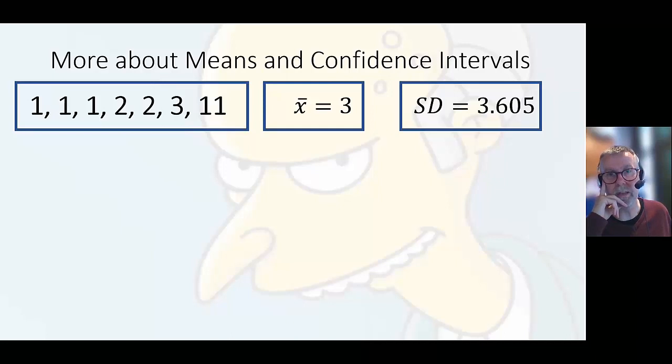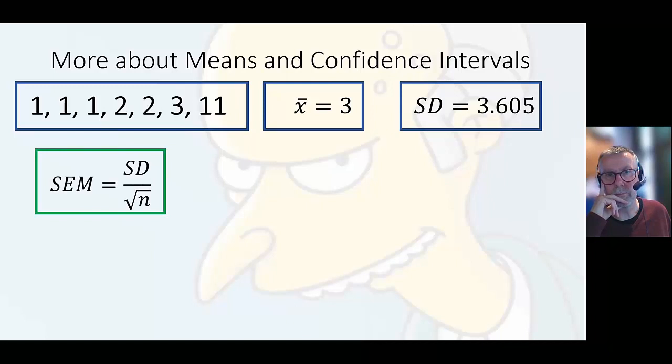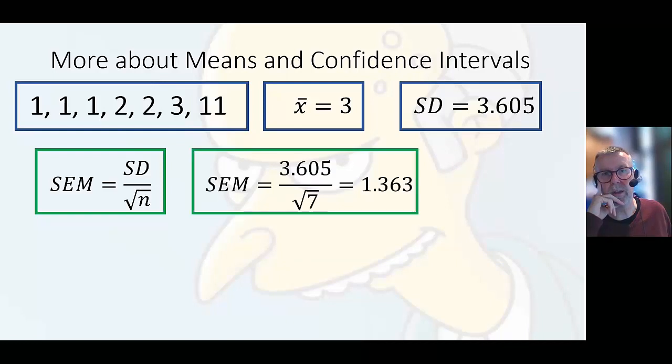Okay, next thing to mention is the 95% confidence interval. It is not the same thing as a standard deviation, but, at least for the case of the mean, is calculated from it and the sample size. To calculate the confidence interval, we first need to find the standard error in the mean, or SEM, and this is calculated by dividing the sample standard deviation by the square root of the sample size. In our case here, the standard error is 1.363.